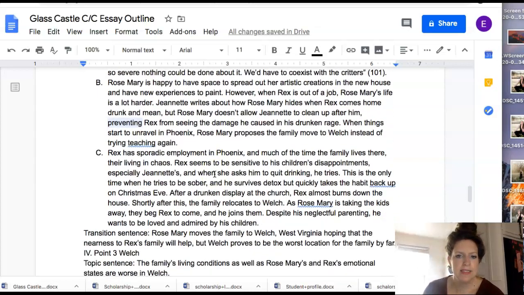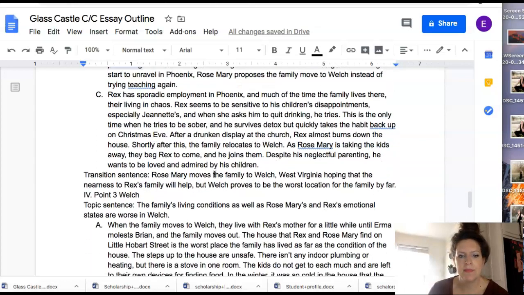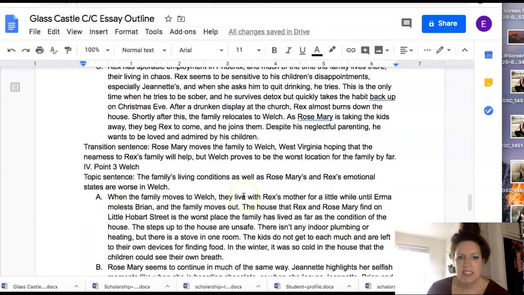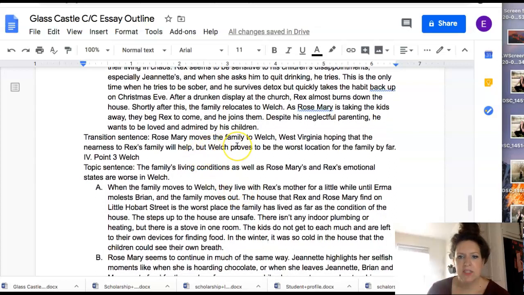And then Rex, same pattern, right? Initially has a job, things are going well, loses his job, drinks more. This is a different spot because he does try to give up drinking, but then he takes back up the habit and they move. My next transition sentence: Rosemary moves the family to Welch, West Virginia, hoping the nearness to Rex's family will help, but Welch proves to be the worst location for the family by far.